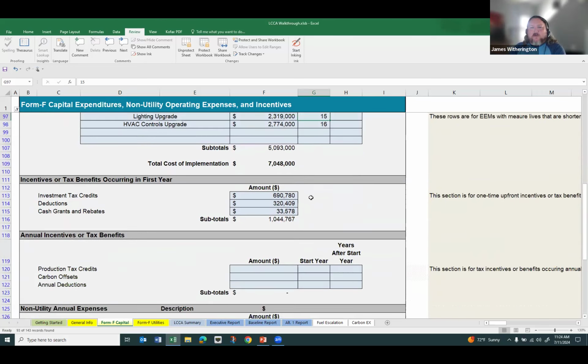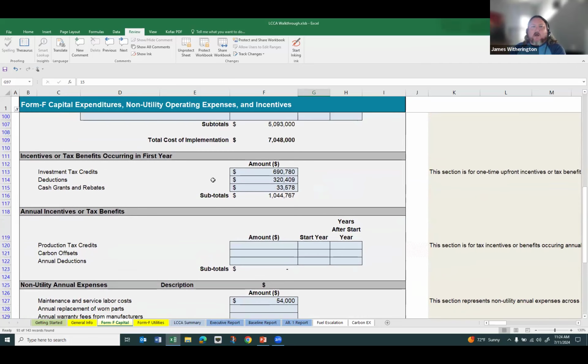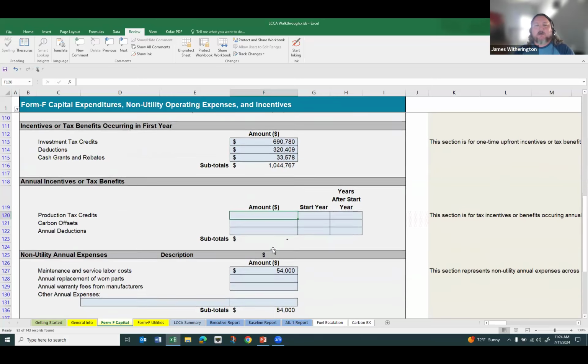All right, there are a few more things here for your alternative. This is the incentives or tax benefits occurring in the first year. These are upfront tax incentives or deductions or rebates, not annually recurring rebates or incentives. That section is below here for annual incentives or tax benefits. Just make sure, if you're looking at tax benefits, incentives, et cetera, that you're capturing the upfront one-off incentives and credits in this top section, and then the annual below.